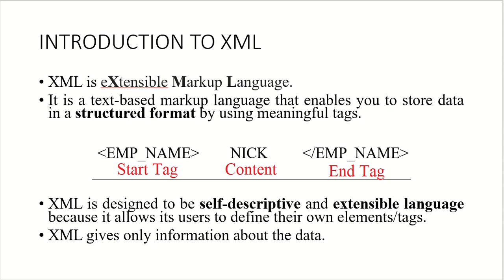So first of all, I would like to introduce you to XML. The full form of XML is Extensible Markup Language. So X is taken from extensible, M is taken from markup, and L is taken from language. It is basically a text-based markup language. So what do you understand by text-based? Text-based means that it will tell you what the text is with a markup.